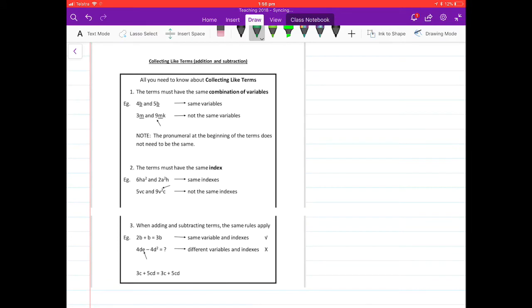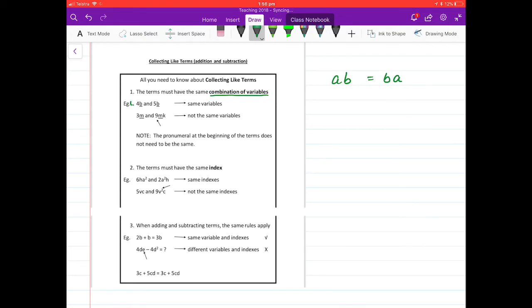So there's a few rules that we've come up with, and this is all that you pretty much need to know about collecting like terms. The first one is that terms must have the same combination of variables. Combination is a key word there because in algebra, AB is the same as BA. It's still the same combination. We still have an A component and a B component, and they are multiplied together.